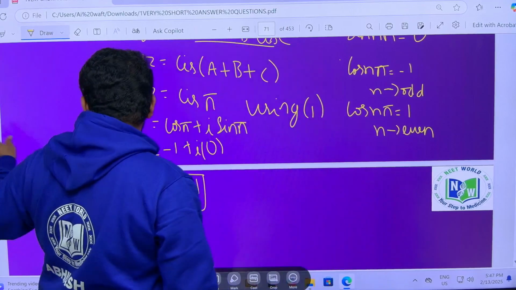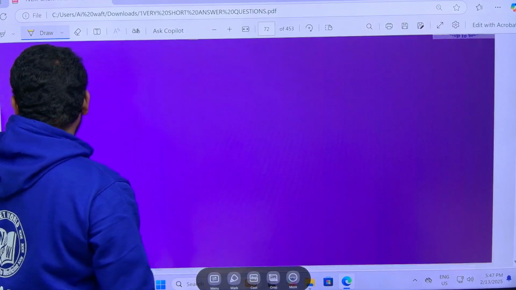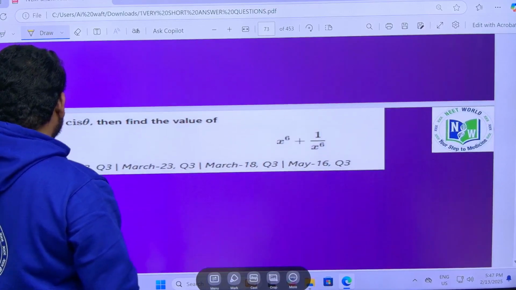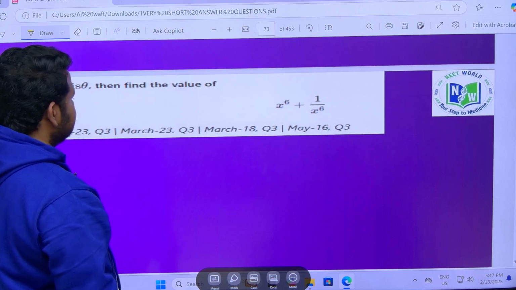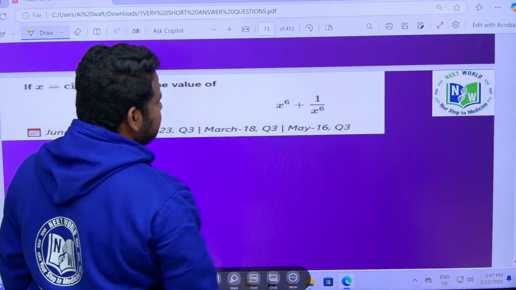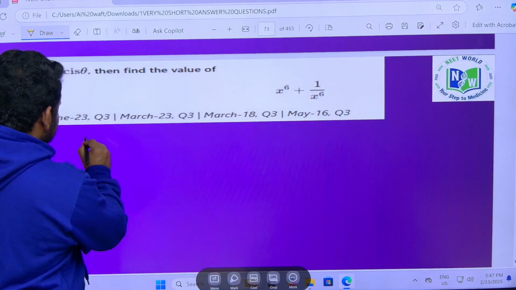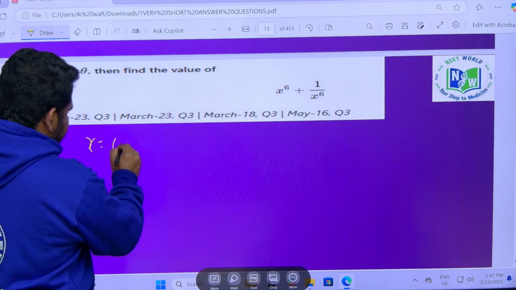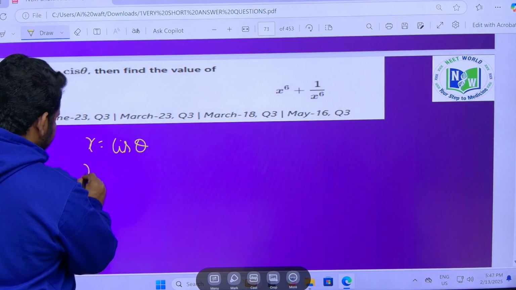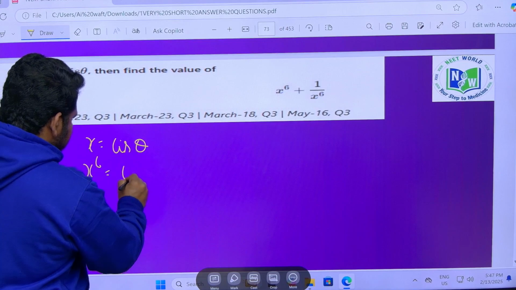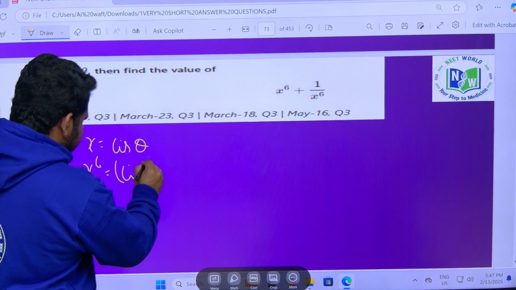Now let us have a look at the third question. They have given that if x is equal to cis 6 theta, then find the value of x to the power of 6 plus 1 by x to the power of 6. So x to the power of 6 will be equal to cis 6 theta to the power of 6.